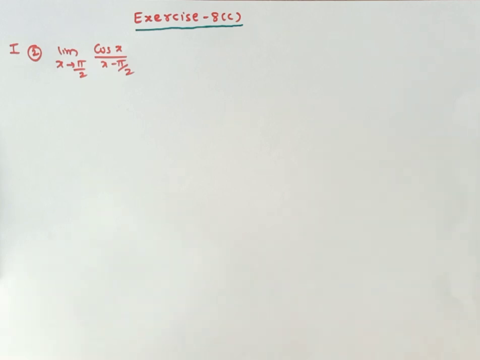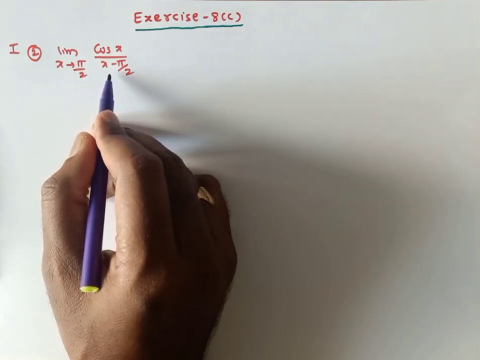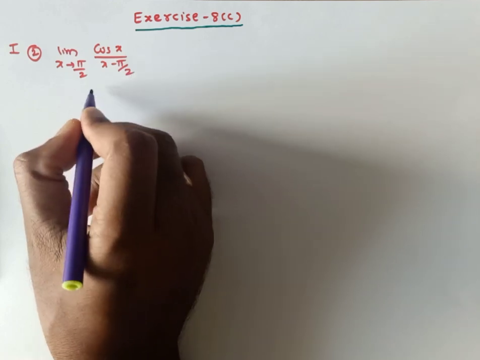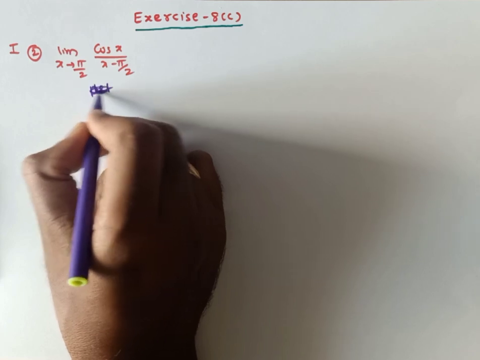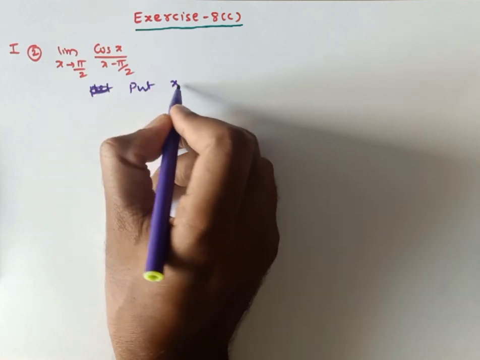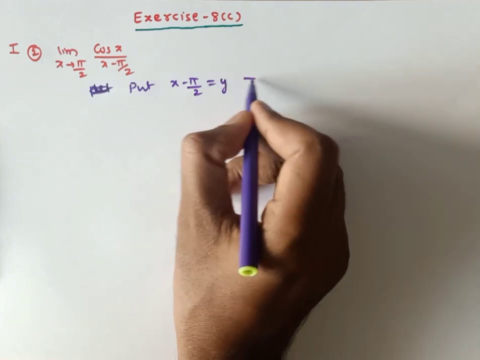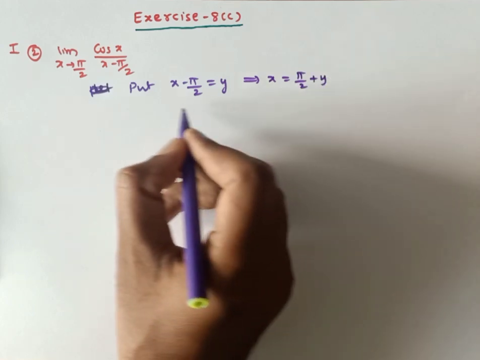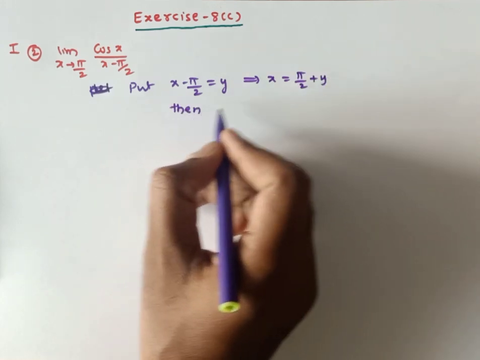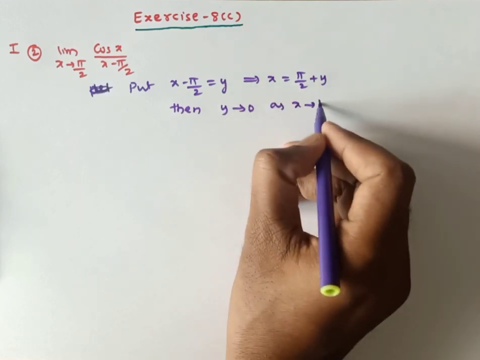Now here it may not convert into a formula directly. Here we need to convert this into a formula by the substitution method. So let us put x minus pi by 2 as some other variable, like y. Then this implies x value is pi by 2 plus y. Then y goes to 0 as x goes to pi by 2.